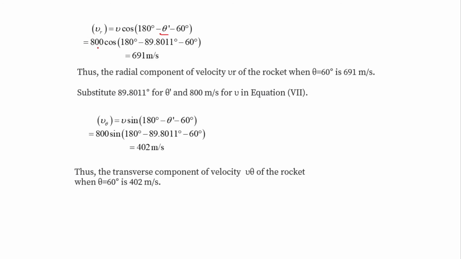So now let's substitute the value of theta dash and get the transverse and radial components of velocities, where the radial component of velocity Vr can be written as V cos phi. Substituting all the values, V as 800 meter per second and phi as 180 minus theta dash minus 60 degree, it comes out to be 691 meter per second. Now let's find the transverse component of velocity, where V theta equal to V sin phi, where phi is 180 minus theta dash minus 60. Substituting the values, we get V transverse as 402 meter per second.